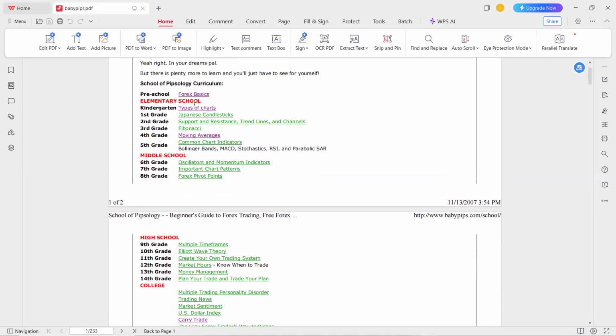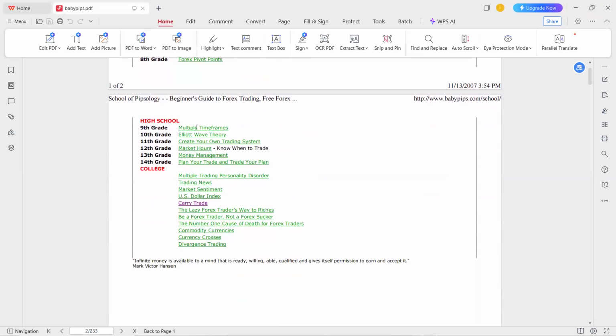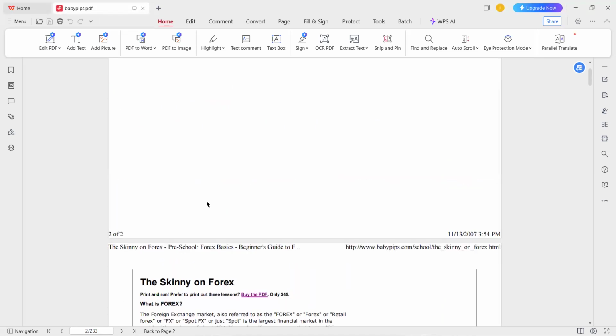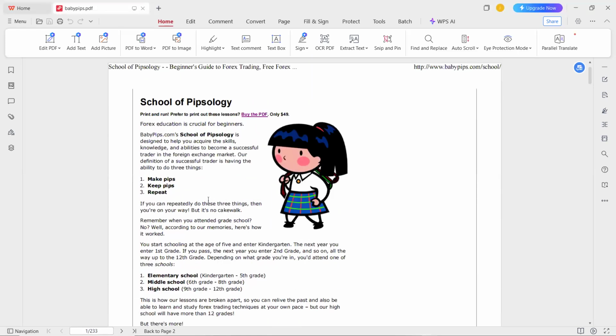So these are the topics from your basics, types of charts, candlesticks, support and resistance, Fibonacci's, moving averages, Bollinger Bands. These are indicators. Forex pivot points, chart patterns. Then as you advance multiple time frames, Elliott wave theory, create your own trading system, market hours, know when to trade, money management, plan your trade, all these things. I don't know if you guys will be interested in us going through this book. This is Baby Pips. So I don't know.